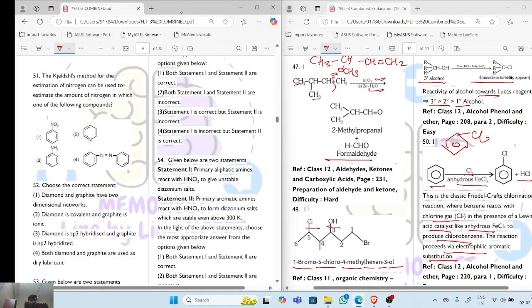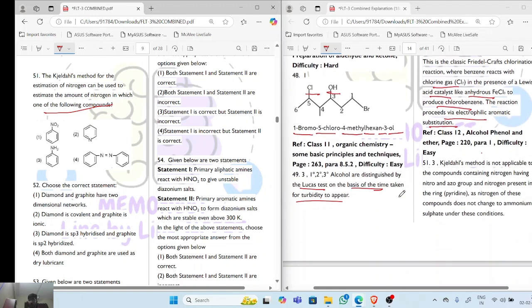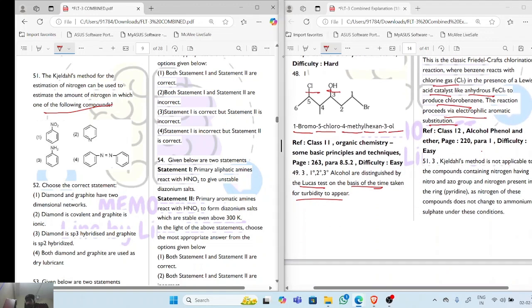Now comes question number 51. Kjeldahl's method for the estimation of nitrogen can be used to estimate the amount of nitrogen in which one of the following compounds? For question number 51, we know Kjeldahl's method is not applicable to compounds containing nitrogen in nitro and azo groups, and to nitrogen present in the ring, as in pyridine, as the nitrogen of these compounds does not change to ammonium sulfate under these conditions.